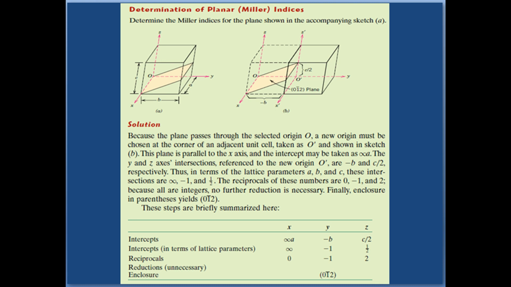The reciprocals of these numbers are 0, minus 1 and 2. Because all are integers, no further reduction is necessary. Therefore, the final solution is given in parentheses as (0 1-bar 2). This is the solution to determine the Miller indices for the given plane shown in the figure.